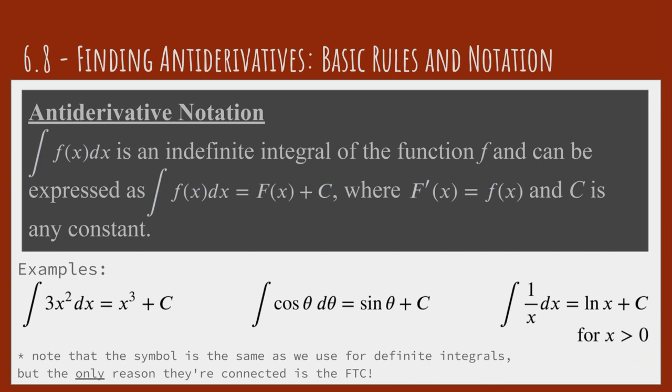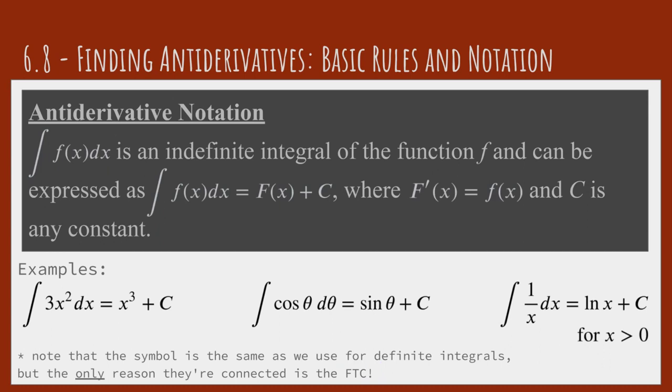Before I move on, I do want to point out that the symbol that we're using here is the definite integral symbol without the limits. So we don't have the a and the b, or the 0 and 2, or whatever it is here. So it's the same symbol, but the fact that they're connected is only due to the fundamental theorem of calculus. The antiderivative and the area problem are not necessarily related to each other, except that we have this fundamental theorem of calculus that does connect them. So we are using the same symbol for two different things. If we have limits, it represents an area. If we don't have limits, it represents an antiderivative.